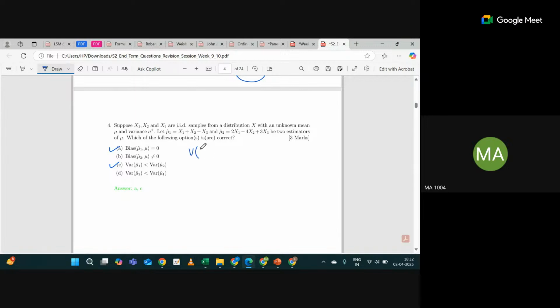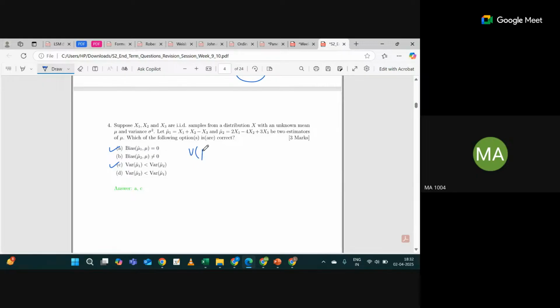So what is the variance? I'm not going to calculate the bias, okay? I'm hoping it is fine to all of you. You can see this is 2 mu minus mu, so the bias of mu1 is just 0, right? And again here, 2 mu minus mu plus 3 mu, what is this? This is mu only. Option B is incorrect. This should be equal to 0, right?